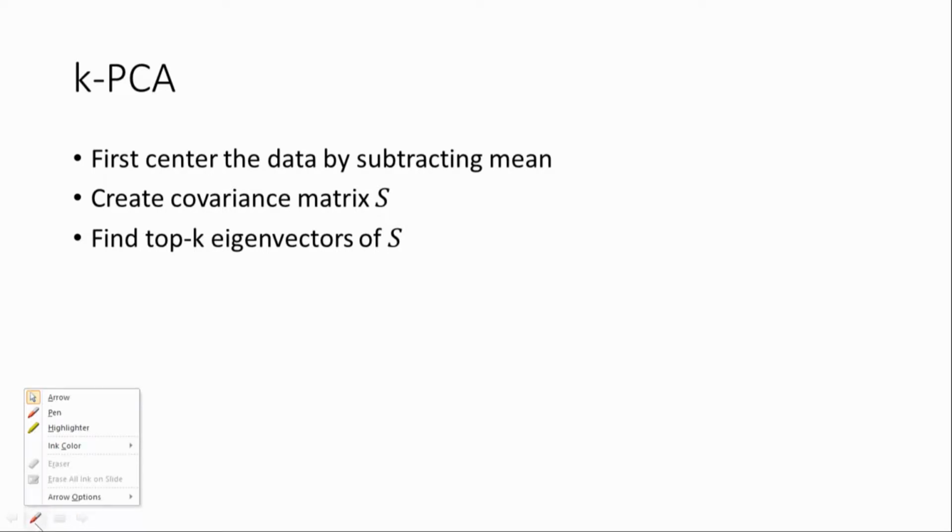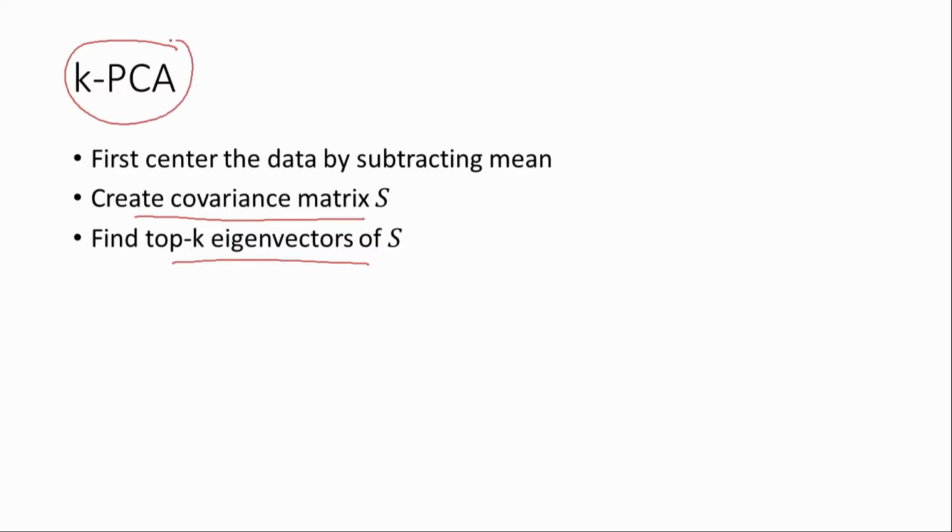So another way in which you will see that this is being done is that the algorithm for constructing the k-PCA is nothing but, first, centering the data by subtracting the mean, right? And then you're creating the covariance matrix. So what is happening when you're creating the covariance matrix? You're doing A transpose A, right? And then you're taking the top k eigenvectors of A transpose A.